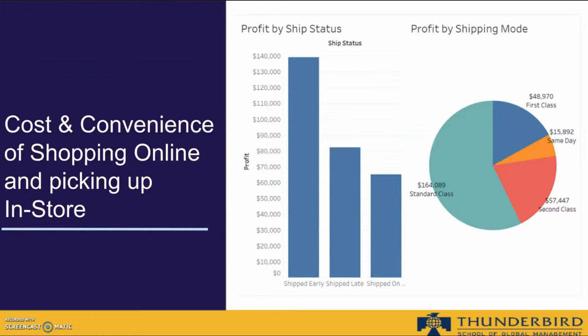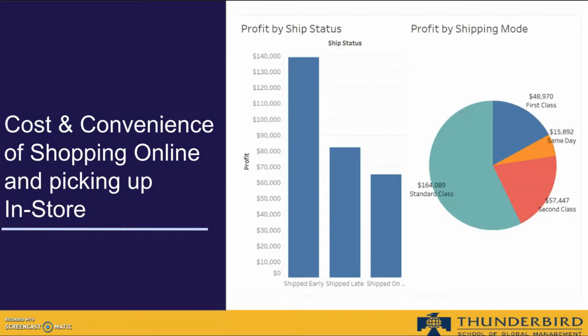Our last hypothesis focuses on the cost and convenience of shipping online and picking up in store. In the first graph, we realize that there's profit to be made in getting items to consumers early, although more people seem to be buying standard class shipping instead of first class, same day, or second class.